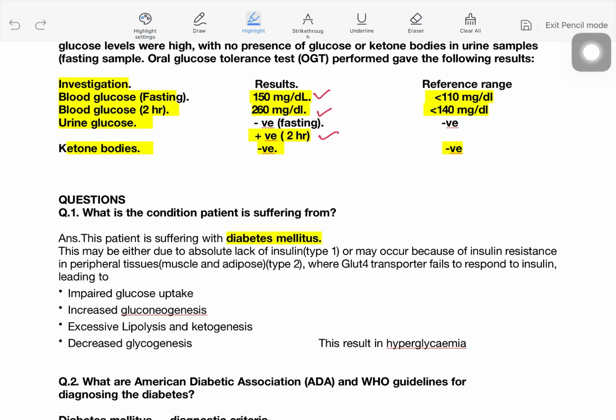Yes, you are right. So diabetes mellitus occurs due to two reasons. It occurs due to an absolute lack of insulin, that is type 1, or insulin resistance in peripheral tissues like skeletal muscles and adipose tissue, which is type 2. So let's understand the mechanism of why it happens. GLUT4 transporters fail to respond to insulin, preventing glucose from entering cells and leading to hyperglycemia.